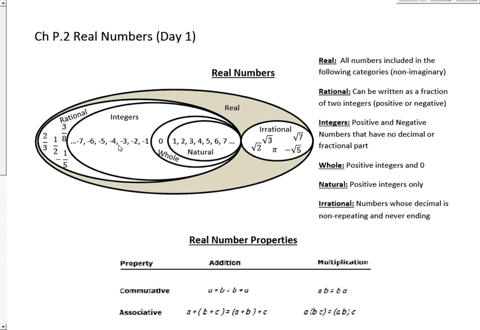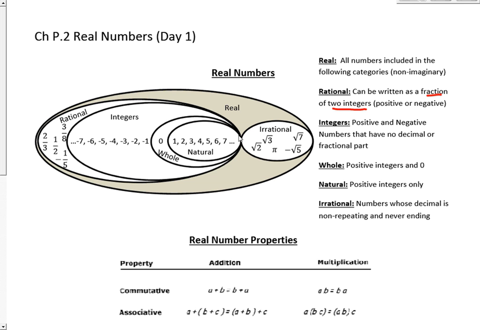And then rational numbers, which kind of contains all of these numbers, are numbers that can be written as a fraction of two integers. So it can be positive, it can be negative, it can stay as a fraction, or for example, 4 over 2 is the value of 2. That's still a rational number. So all of these numbers are considered rational numbers. Typically, we see them as fractions.